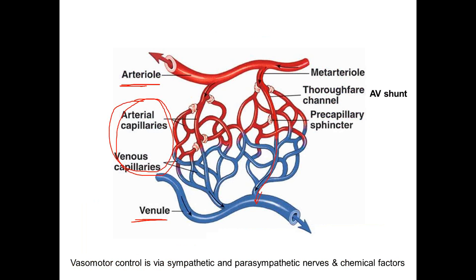And this is controlled via our dear friends, the sympathetic and parasympathetic nervous system. They allow for blood to pass through the capillary beds and control blood passing through the capillary beds, as well as a number of different chemical factors that also influence that blood flow.